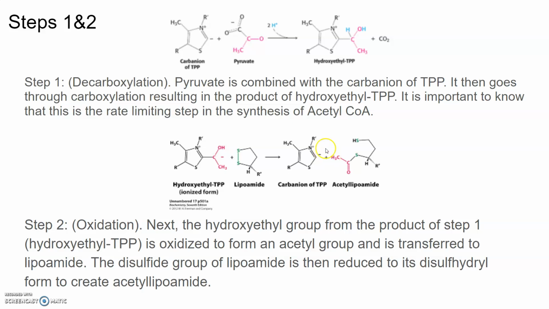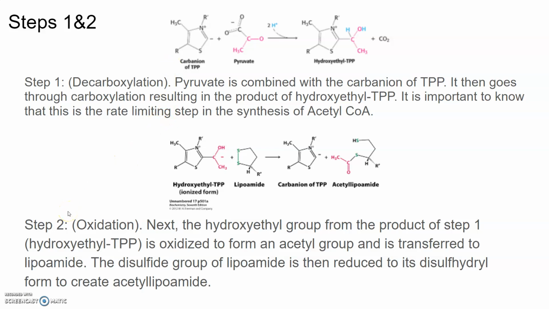Going into the first step, which is decarboxylation, pyruvate is combined with the carbanion of TPP, then goes through decarboxylation, resulting in the product of hydroxyethyl TPP, and it is important to know that this is the rate-limiting step in the synthesis of acetyl-CoA.